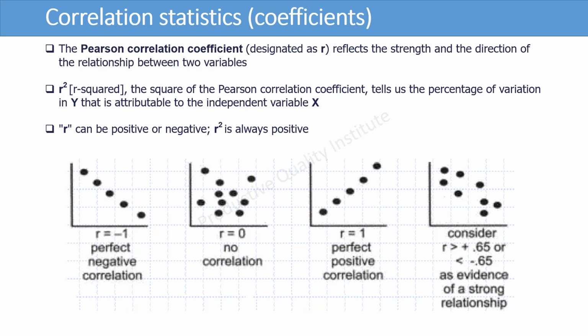R can be positive or negative, while R squared is always positive. When R equals -1, this is a perfect negative correlation. When R equals 0, there is no correlation. When R equals 1, this is a perfect positive correlation. When R is greater than 0.65 or less than -0.65, this is evidence of a strong relationship.